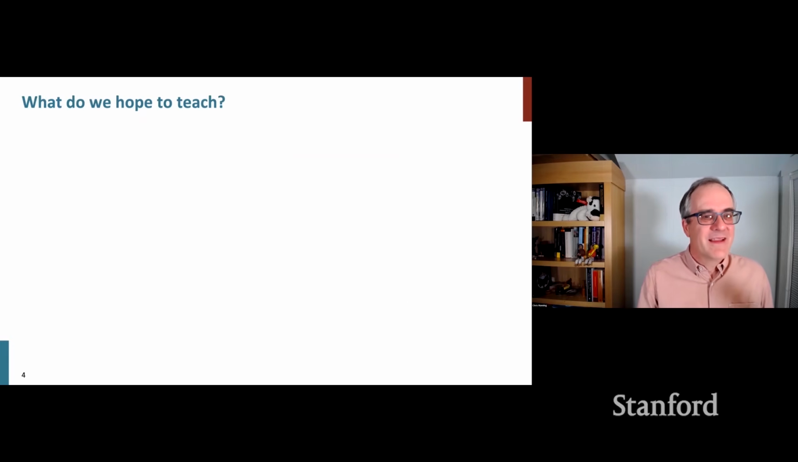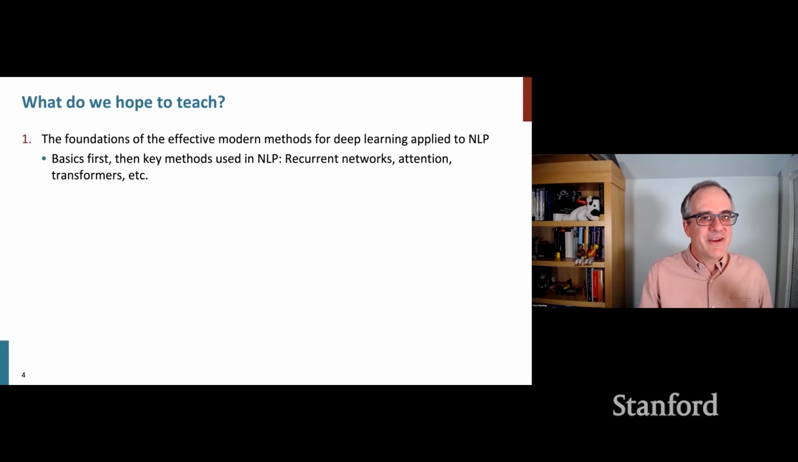Okay, so quickly, what do we hope to teach in this course? We've got three primary goals. The first is to teach you the foundations, a good deep understanding of the effect of modern methods for deep learning applied to NLP. We are going to start with the basics and then go on to key methods that are used in NLP: recurrent networks, attention, transformers, and things like that.